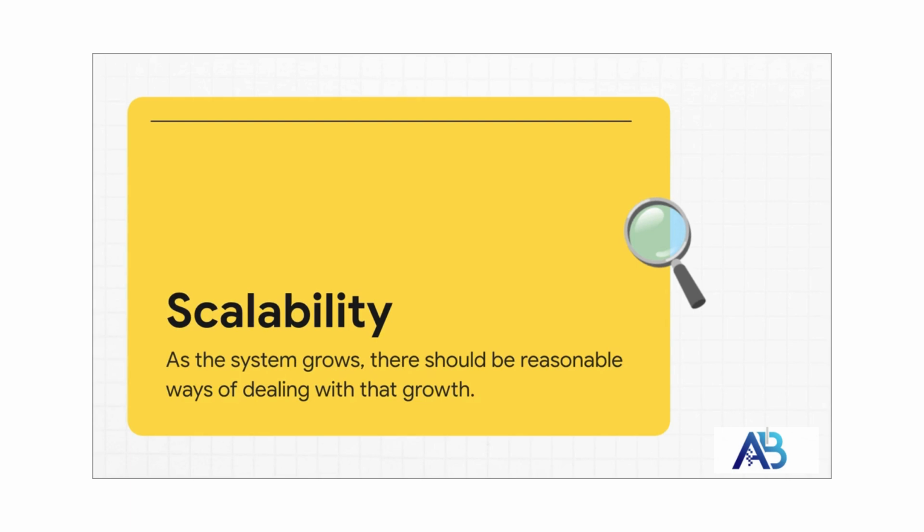Pillar number 2 is scalability. This is a big one. It's all about what happens when you succeed. When your app goes viral, you have to have a reasonable way to handle all that growth. You don't want 10 million new users to be the thing that brings your entire system to a screeching halt.